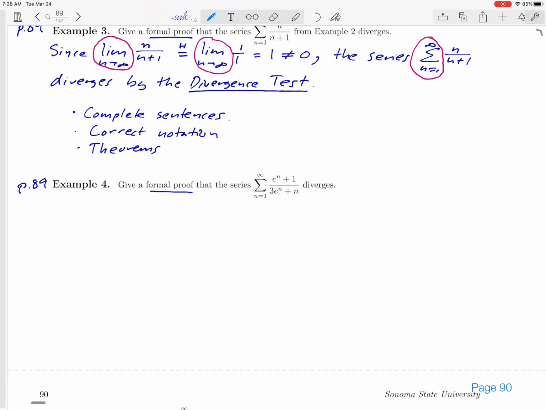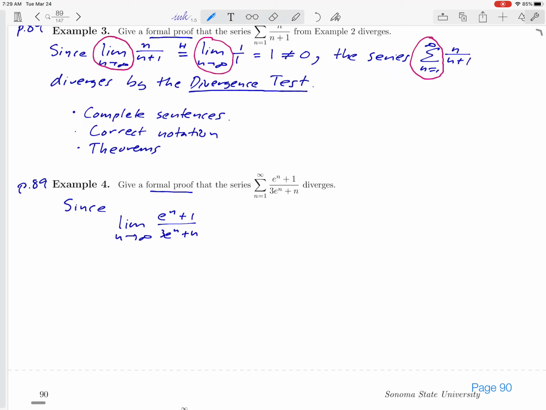And the structure of this argument is going to sound very similar to the one that we wrote for example 3 above, just that the calculus that we have to do is maybe a little bit more complicated. All right, so we're going to use the test for divergence, just the same as we did in example 3. So we'll start by taking the limit as n goes to infinity of the nth term in our series.